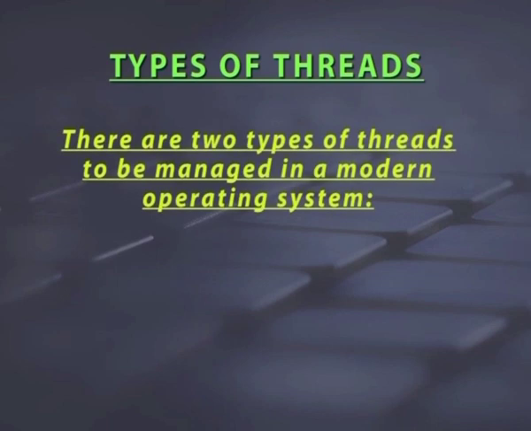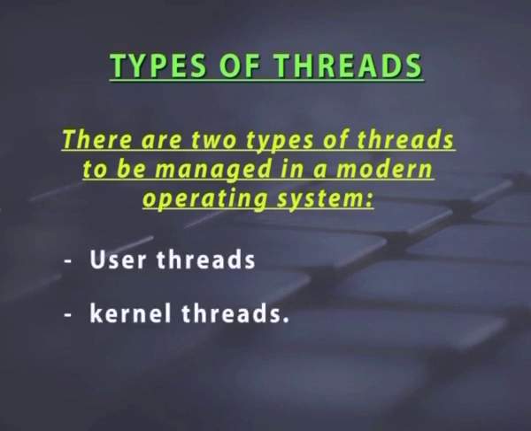Then we have various types of threads. There are two types of threads to be managed in a modern operating system: user threads and kernel threads. User threads are supported above the kernel without kernel support. These are the threads that application programmers would put into their programs. Kernel threads are supported within the kernel of the operating system itself.